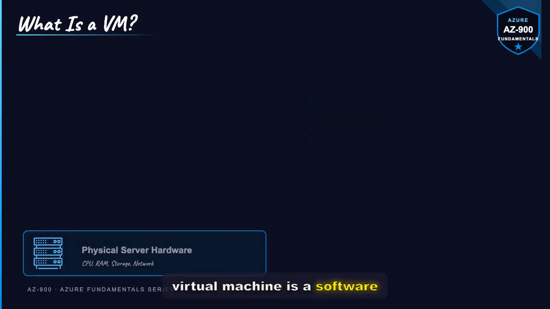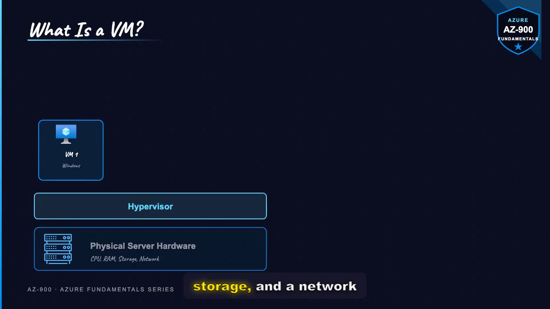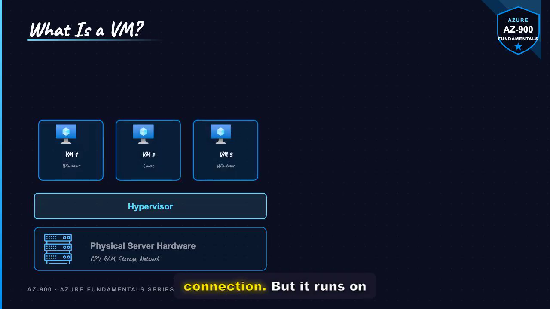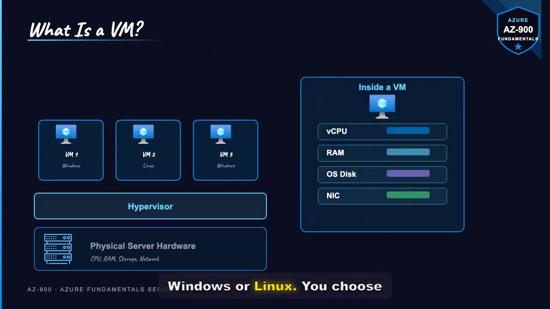A virtual machine is a software emulation of a physical computer. It has a CPU, memory, storage, and a network connection, but it runs on shared physical hardware in an Azure data center. You choose the operating system, Windows or Linux. You choose the size, how many CPUs, and how much RAM. You can connect via SSH or remote desktop, install whatever you want, and configure it however you need. It's your machine. You just don't own the metal underneath it.